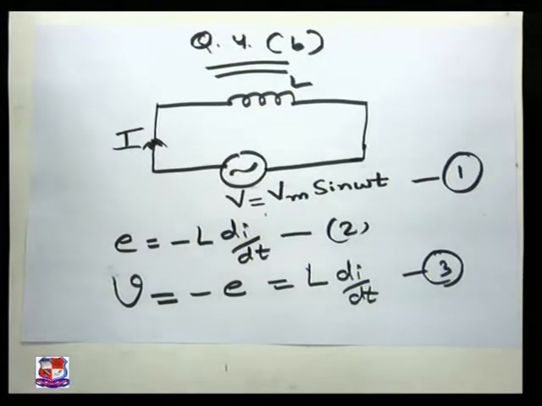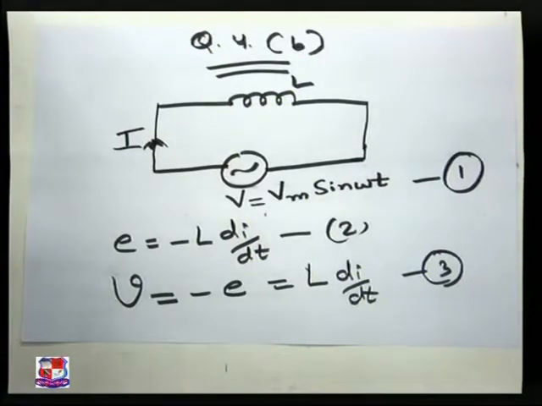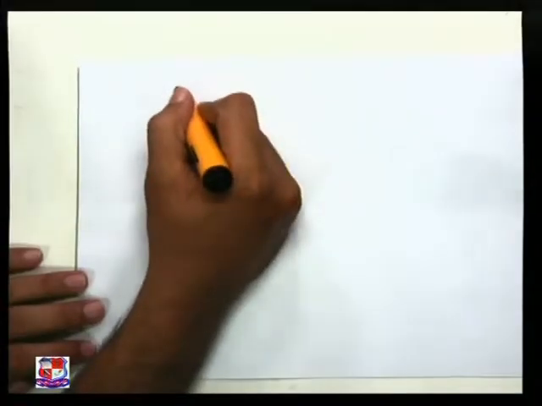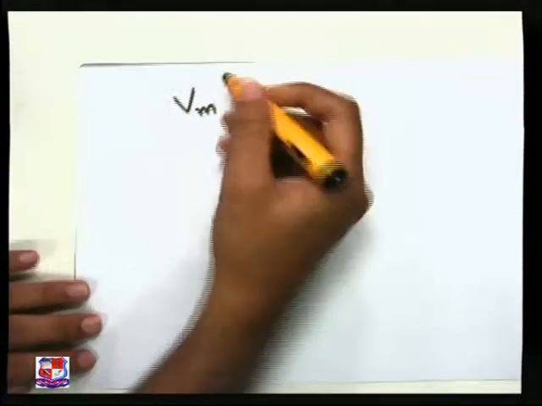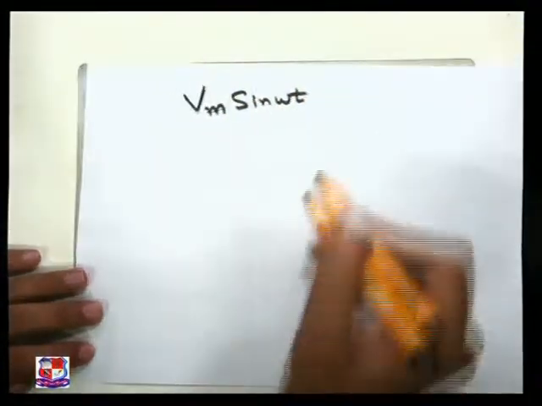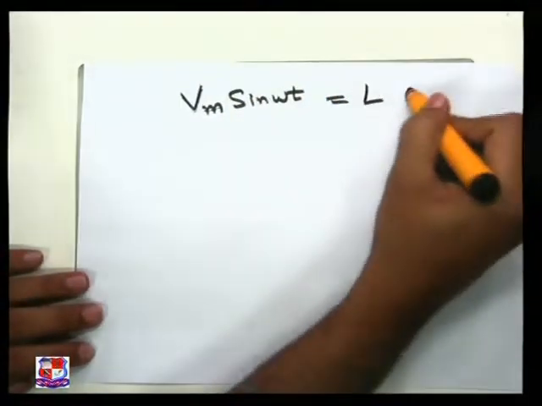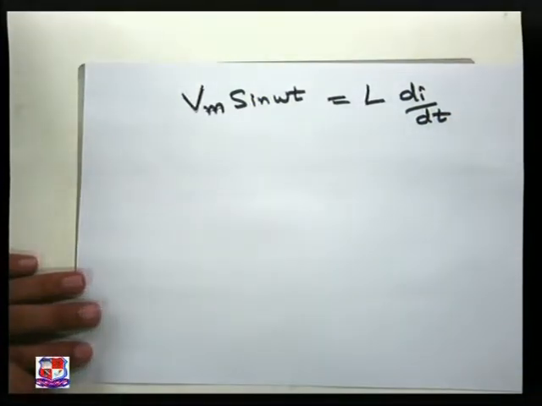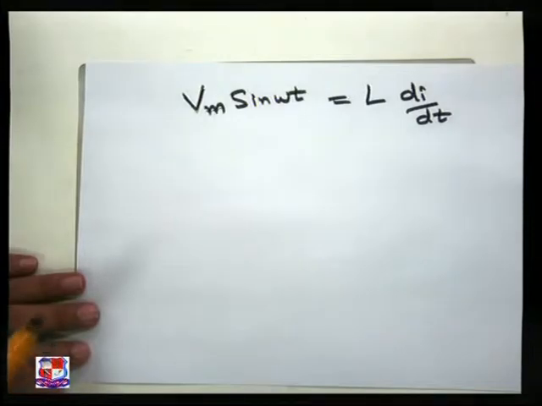If you see equation 1 and equation 3, we have two equations. The first equation is V equal to Vm sin omega t. The third equation is V equal to L di by dt. So I am equating equations 1 and 3. We can write directly Vm sin omega t equal to L di by dt, by equating equations 1 and 3.